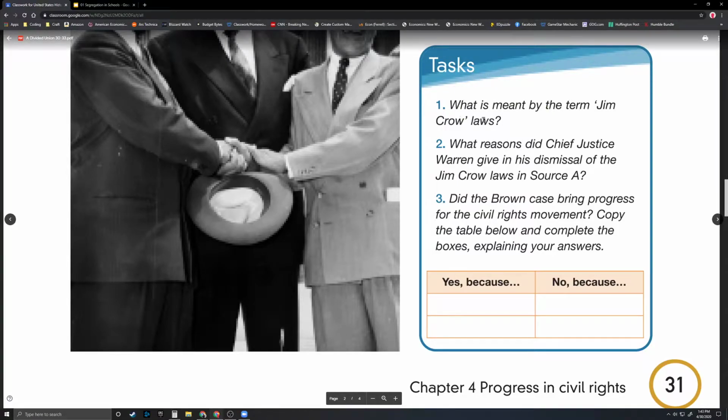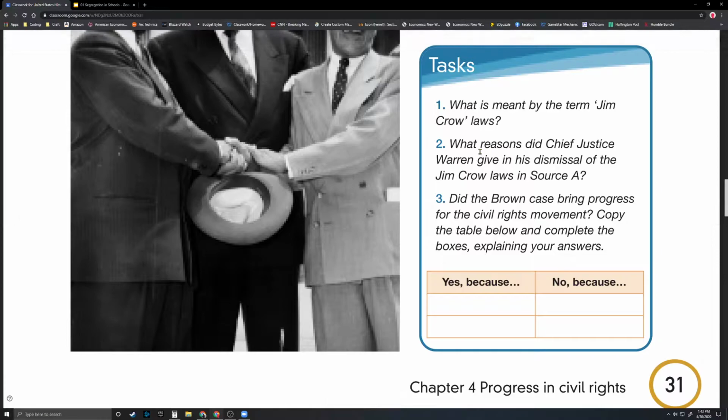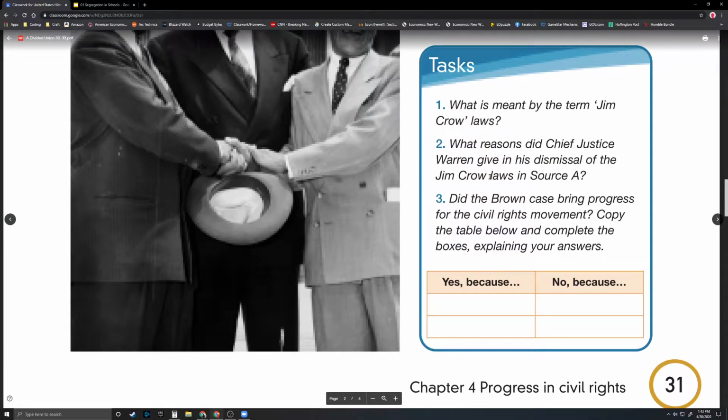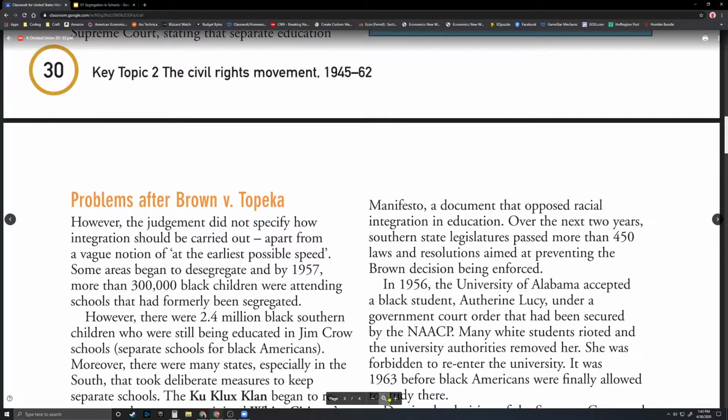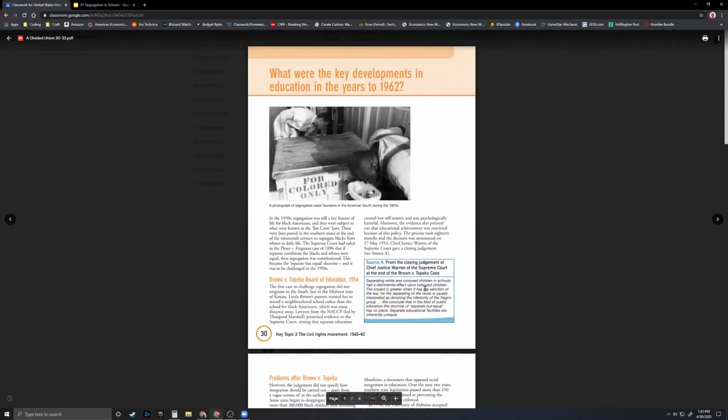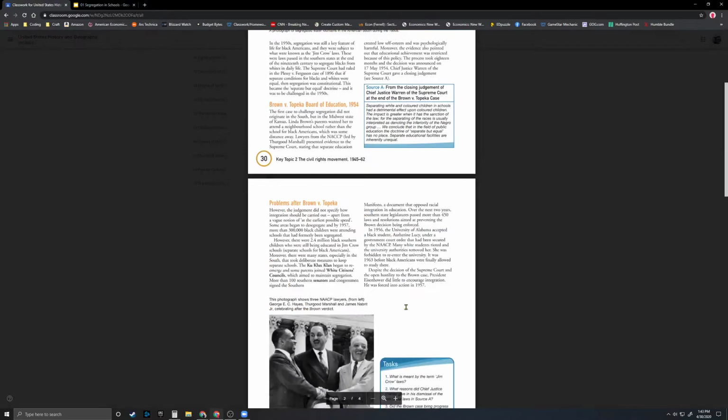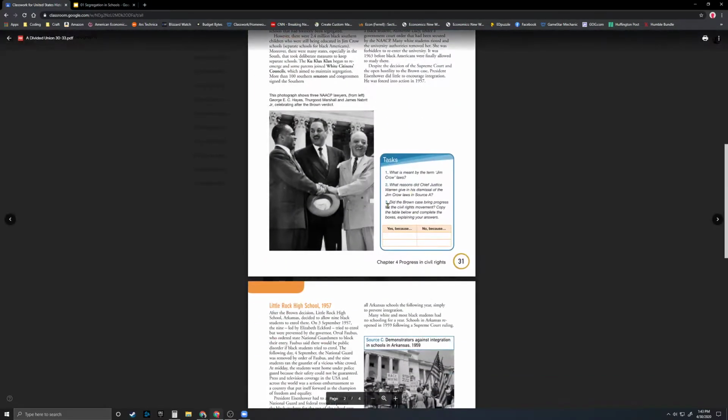What is meant by the term Jim Crow law? Two, what reasons did Chief Justice Warren give for his dismissal of the Jim Crow laws in source A? So you've got to go look at source A. I'm going to make this a little bit smaller. You have to look at source A to get the answer to that. Question 3, did the Brown case bring progress for the civil rights movement? It says copy the table below and then complete the boxes and explain your answer. Yes, because, no, because.